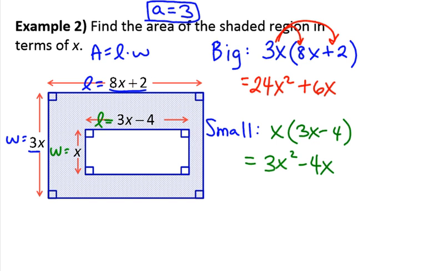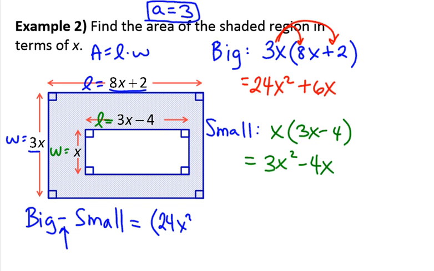Now, all we have to do to find the area of that shaded region is to subtract big minus small area. Now, here's where you have to be careful. Because of that subtraction sign right there, you're going to have to put our polynomials in parentheses. So that is, the big one is 24x squared plus 6x, in its own parentheses, then minus the small, which is 3x squared minus 4x.